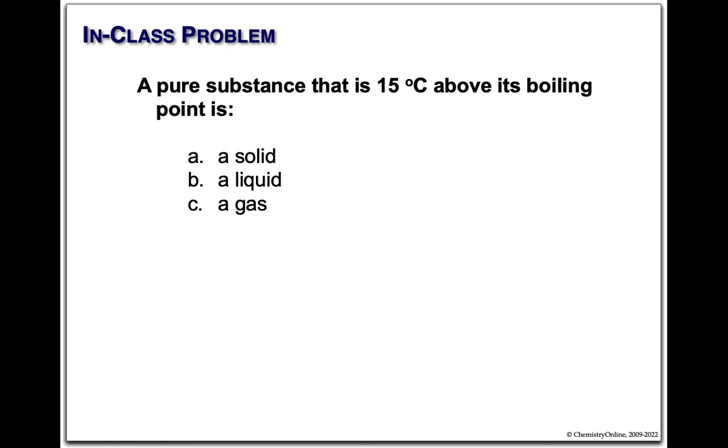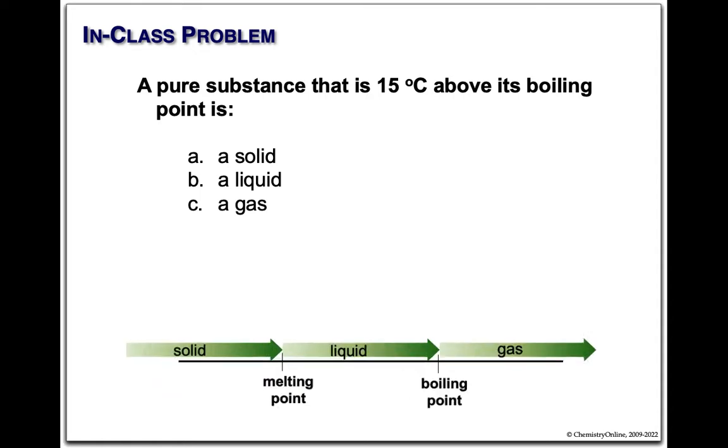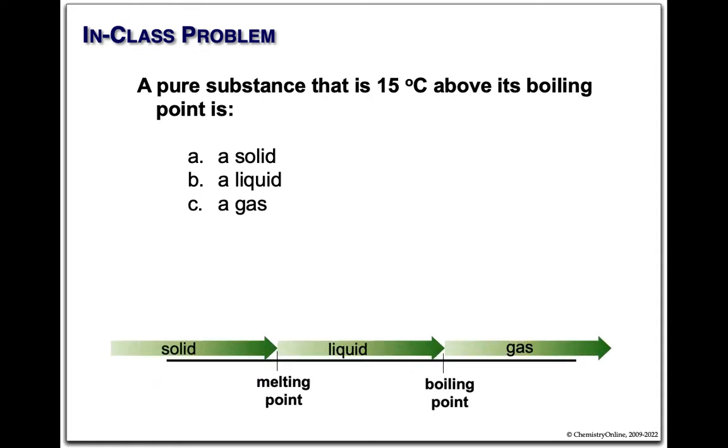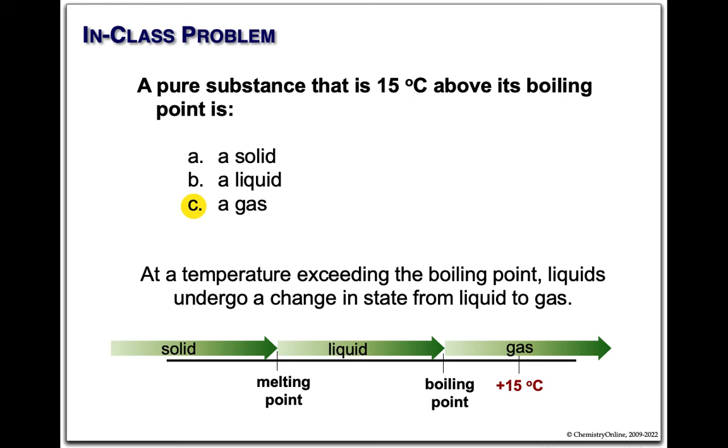We talked about it in class after the exam. And I said, you know, for something like this, if you have trouble with the logic, think about a number line. It's really just temperatures, okay? We go from solid to liquid to gas, and the transitions melting and boiling. The problem here says we're 15 degrees above the boiling point. That means we're here. That means we're dealing with a gas. And then everybody understood.